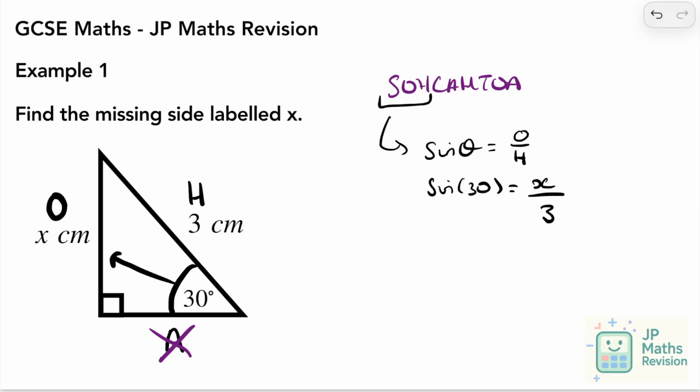Now to get x by itself, I need to times both sides by 3. Doing so, I end up with x equals 3 times sine 30. And if I type that into my calculator, I should get 1.5.